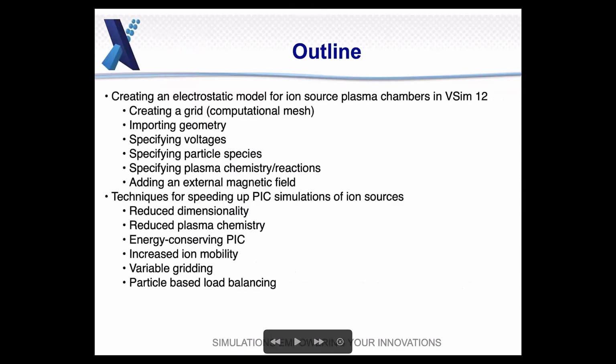So here's an outline, two parts to my talk. First, I will talk about how you would go about creating an electrostatic model for an ion source, plasma chambers in VSim 12, and give some examples and walk through very quickly how that's done in Composer in the interface. And then I'm going to talk a little bit about techniques for speeding up your simulations of ion sources and what you can do to make them faster, because computational resources are always limited.